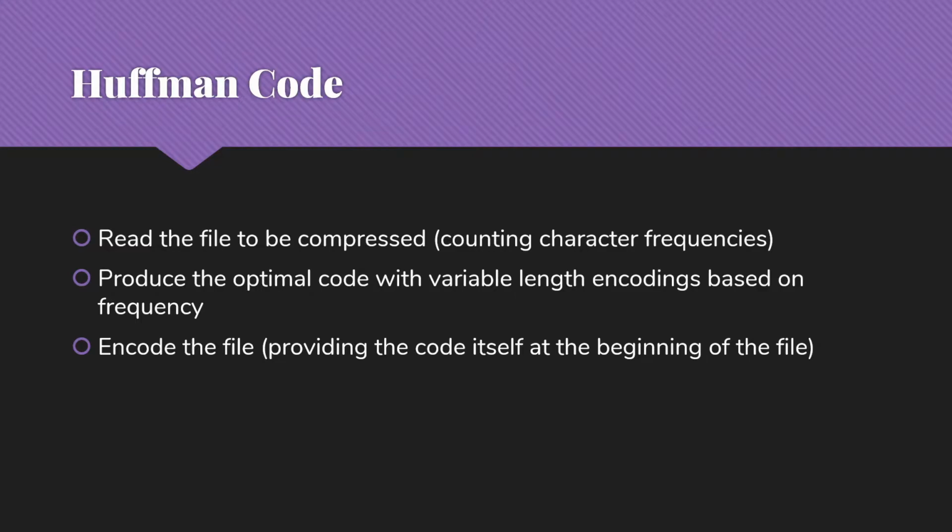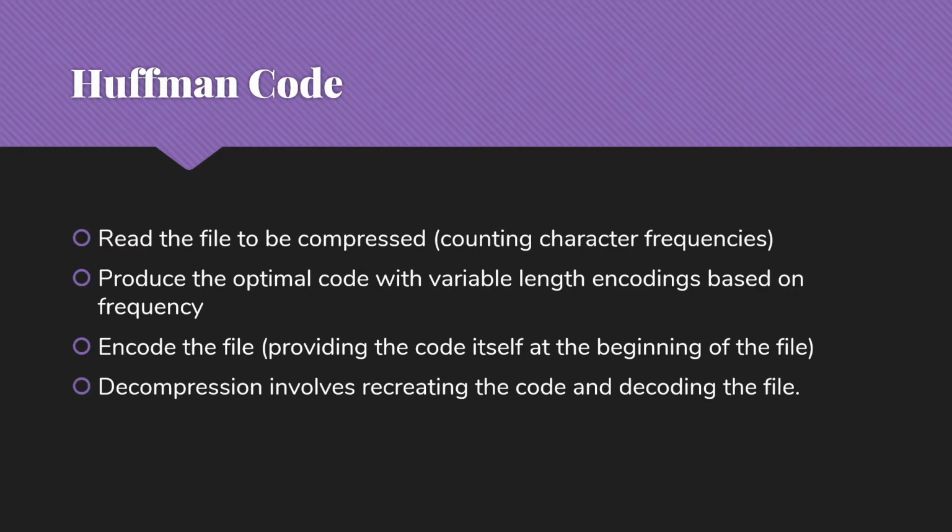Because this code is going to be specific to this particular file, we do have to also provide the code at the beginning of the file. In general, with a file of some length, we will get enough savings that it's worth it, even though we have to include the tree. Then we're going to recreate the code from the information we provided at the beginning of the file and decode the file when we want to decompress it.